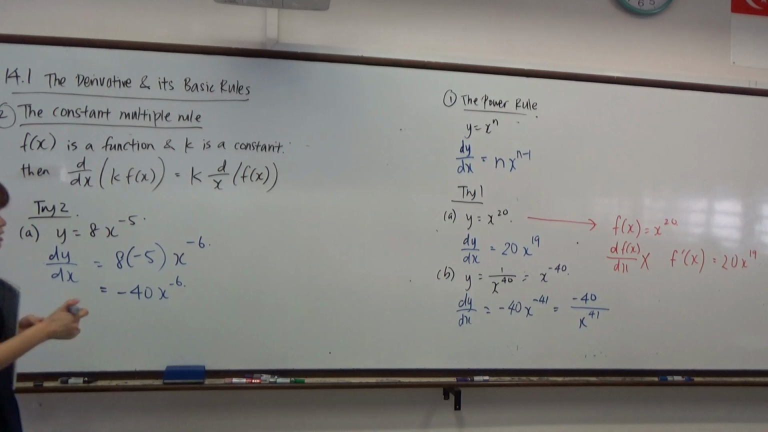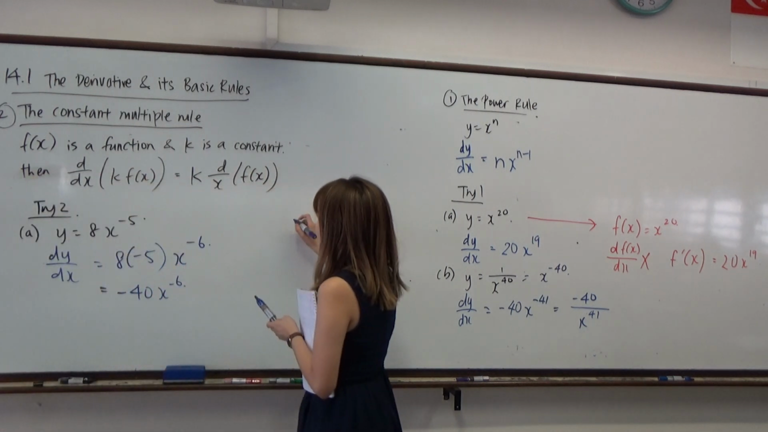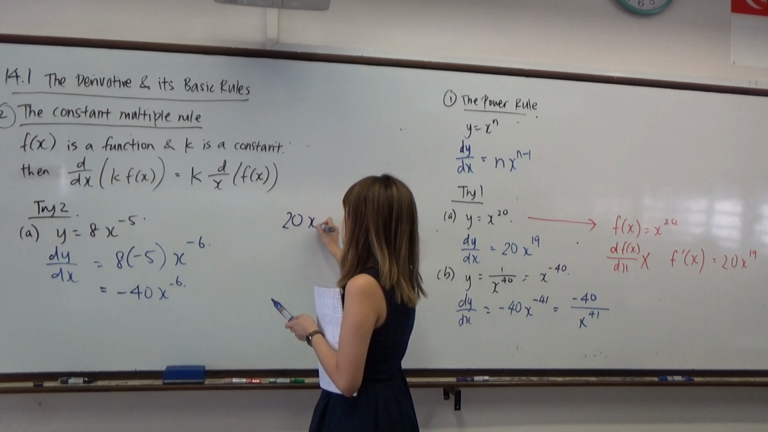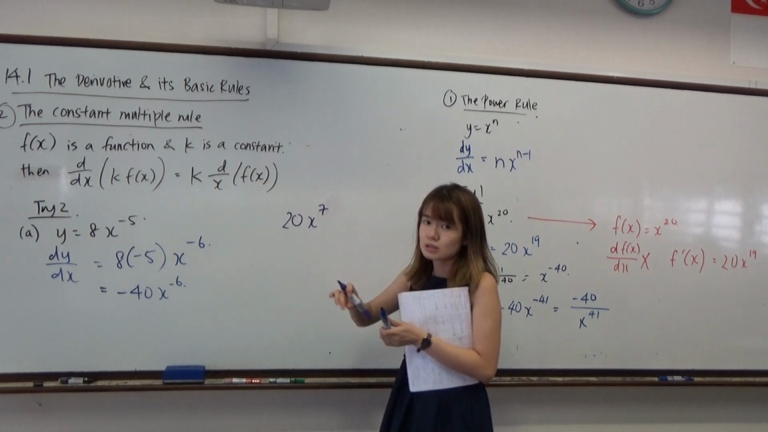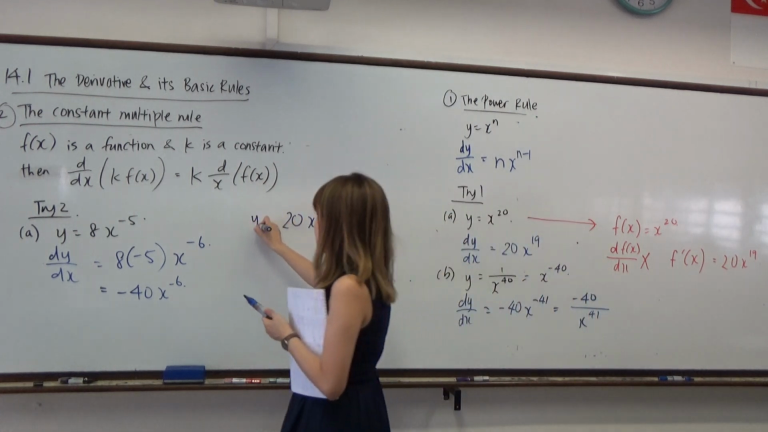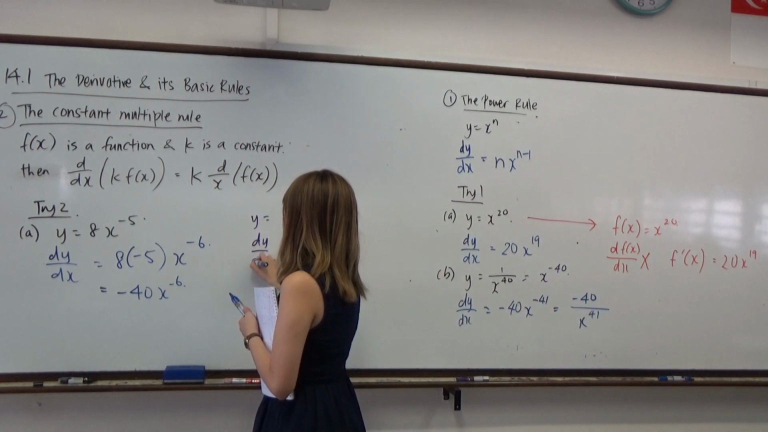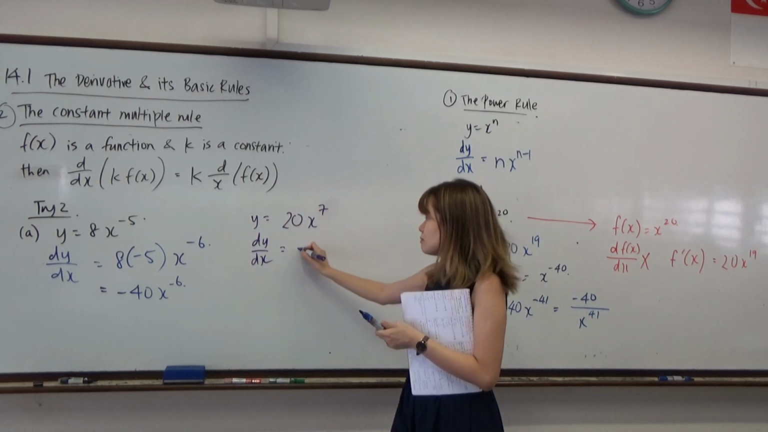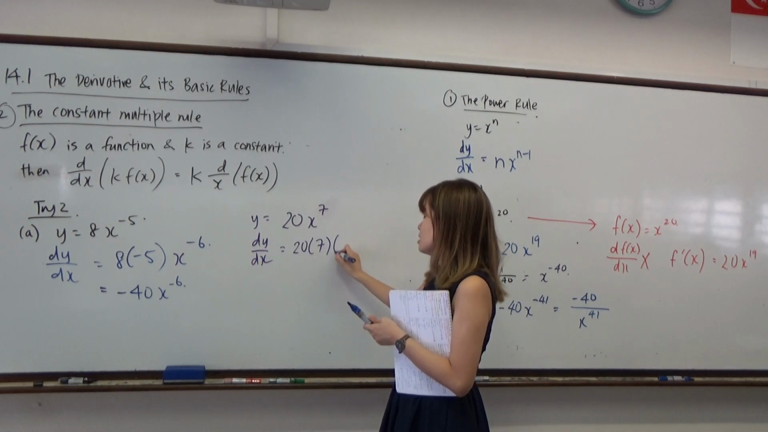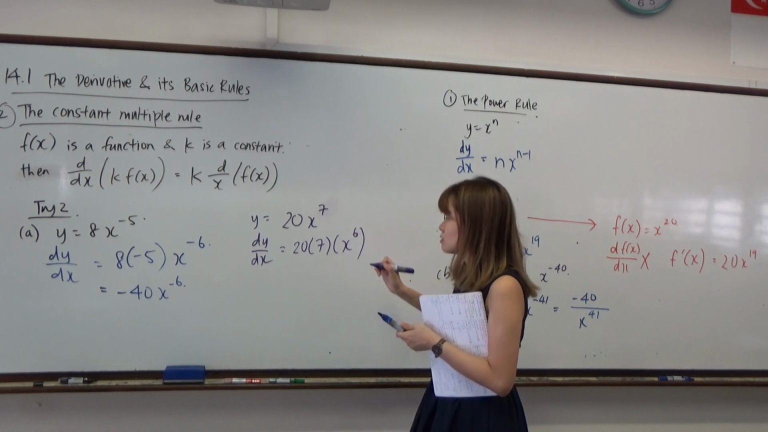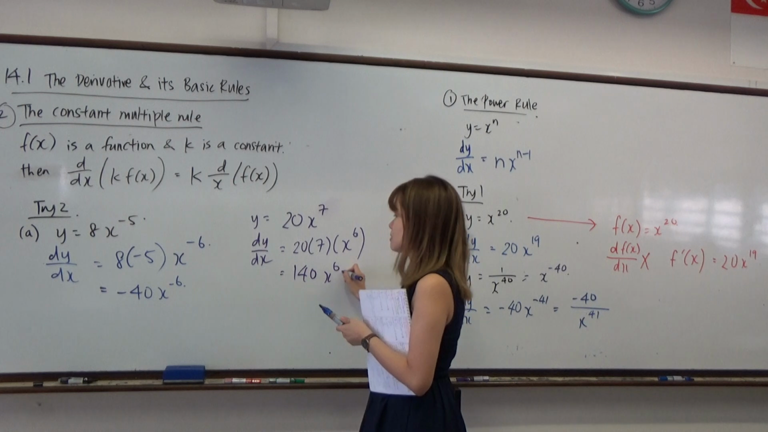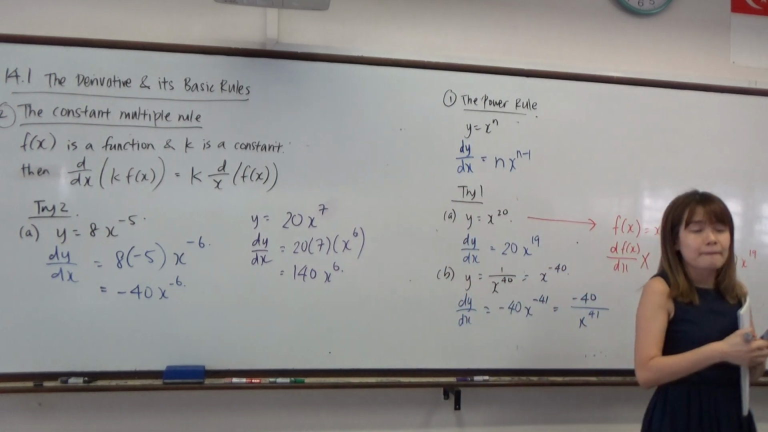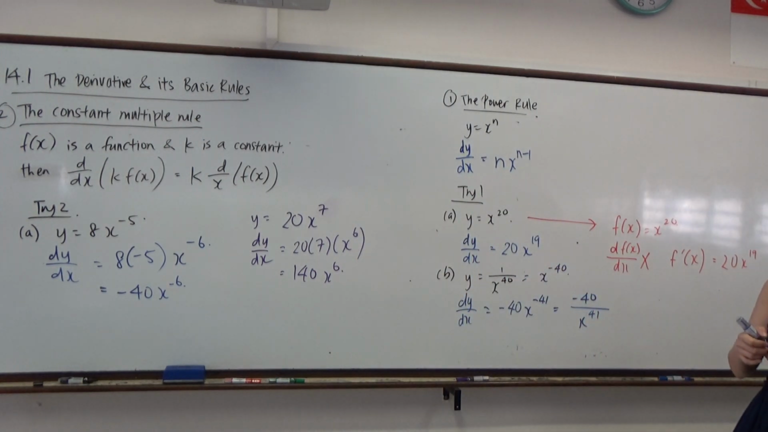If I give you another example, 20x to the power of, maybe don't use negative, power of 7. If I give you a function like that, dy over dx will be 20 times 7 times x to the power of 6, and that will give you 140x to the power of 6.